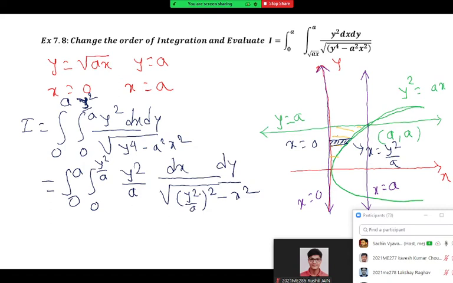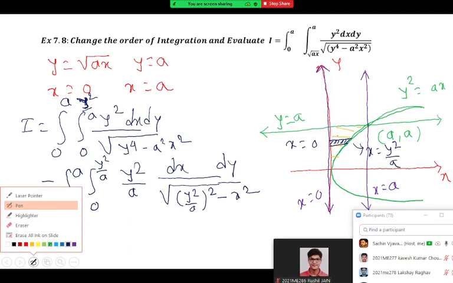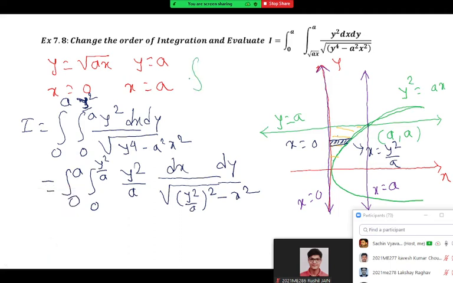Y square upon a is constant. This y square upon a is also constant. Now we have that formula. The formula is the integration of dx upon root of a square minus x square, which is sine inverse of x upon a plus c. So that's the formula. So let me use this formula, and we write the integral here.